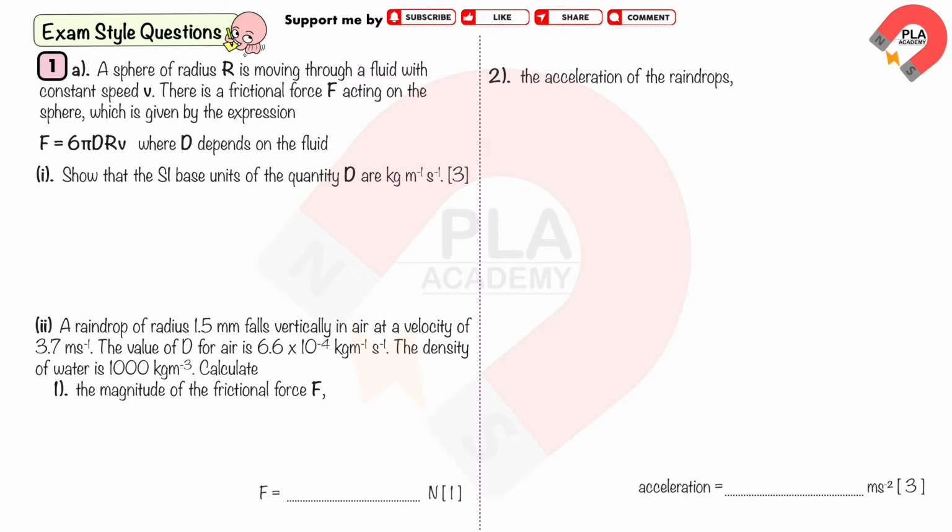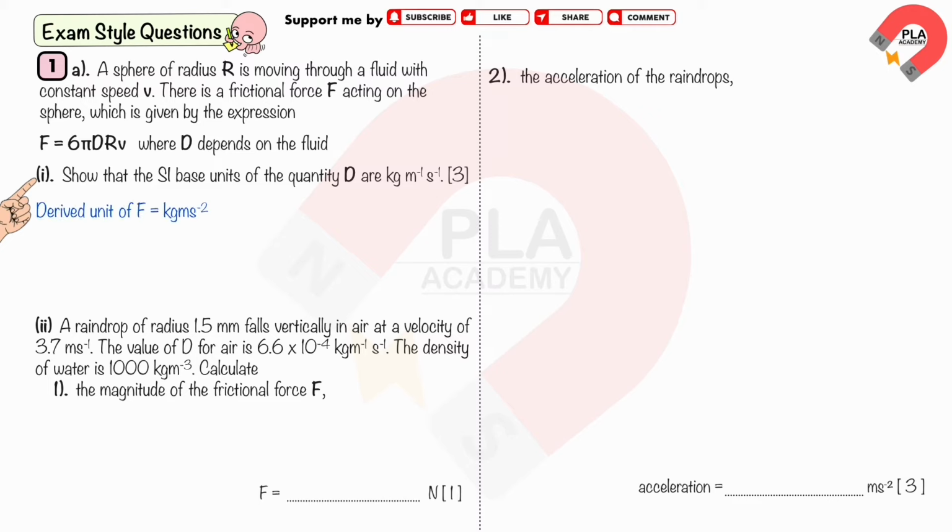Exam style question 1. A sphere of radius r is moving through a fluid with constant speed v. There is a frictional force F acting on the sphere, which is given by the expression F equals 6 pi d r v, where d depends on the fluid. 1. Show that the SI base units of the quantity d are kilograms per meter per second.